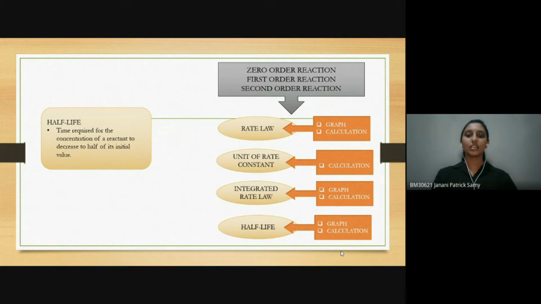Next is the second order reaction. Rate law of a second order reaction: a second order reaction is a reaction whose rate depends on the concentration of one reactant raised to the second power, or on the concentration of two different reactants each raised to the first power. So the unit of the rate constant for the second order reaction is M negative one s negative one.